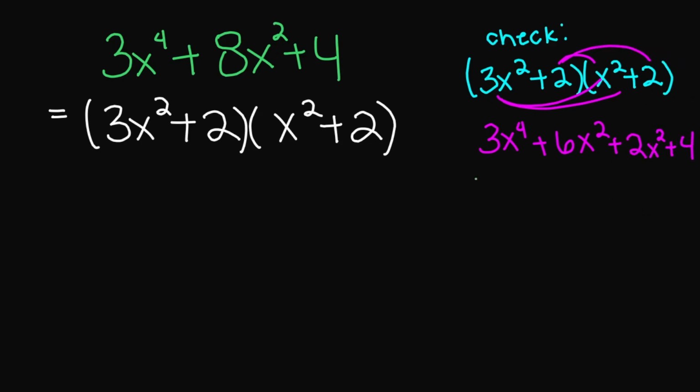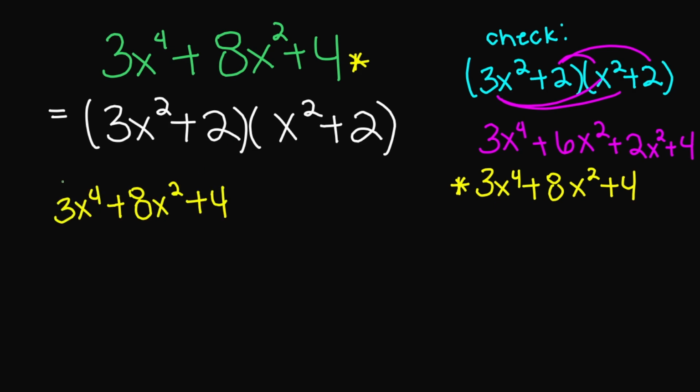Now we're going to combine like terms. So we have 3x to the 4th plus 8x squared plus 4. And as you can see, you cannot factor any further. So you get the same answer from here that we started with up here. So if you were to check your answer, this is how you would check your answer. Now let's go ahead and just solve it so you guys can see what I did.